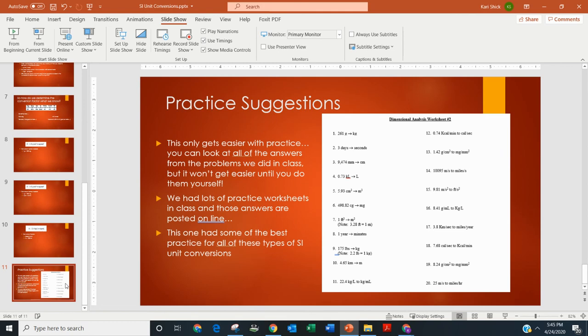So practice suggestions. Okay, very similar to what I suggested with the unit conversions. This really only gets easier with practice. And you can look at all the answers from the problems we did in class, but it doesn't get easier until you actually do them yourself. We had lots of practice worksheets, and those answers are posted online. But I think that this worksheet here that was labeled Dimensional Analysis Worksheet number 2 is probably the best one for practicing ones with different SI unit conversions, because they have some in the numerator, some in the denominator. There are some that are squared. There were some that were cubed. And I think this is the best practice sheet for doing these types of problems.